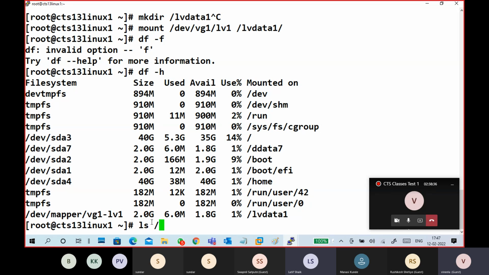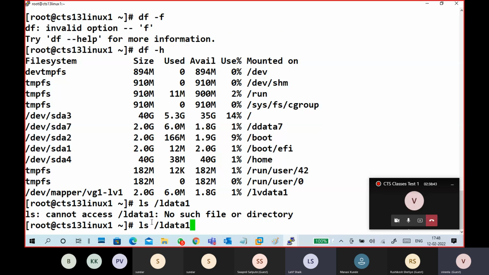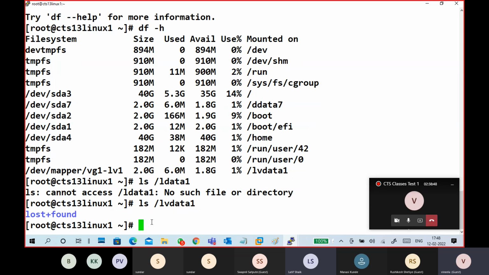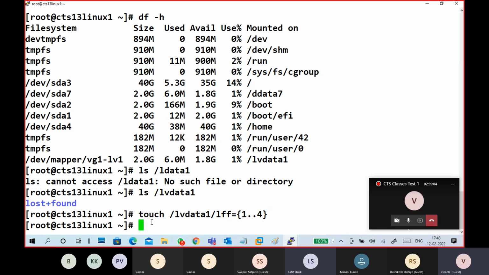ls /lvdata1. Okay, something is there. If you want to put some data inside, you can create it. Okay, yeah, this is done, completed.